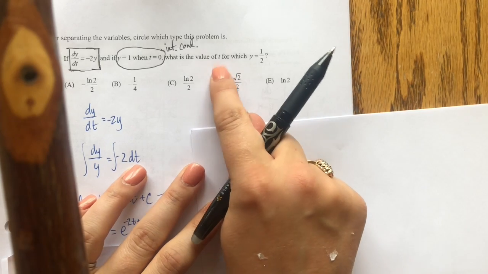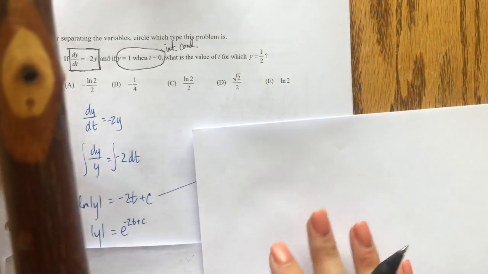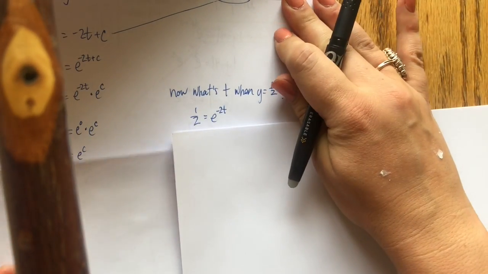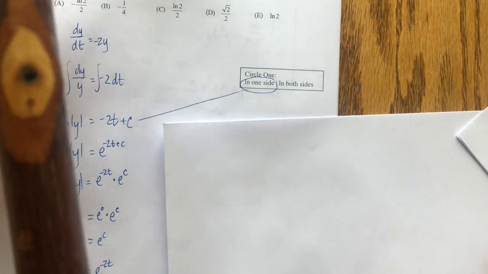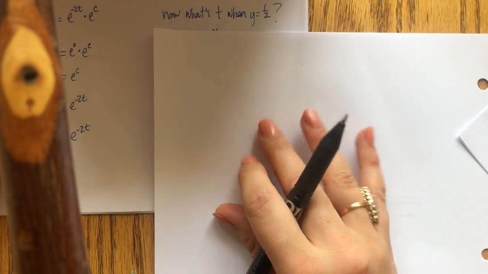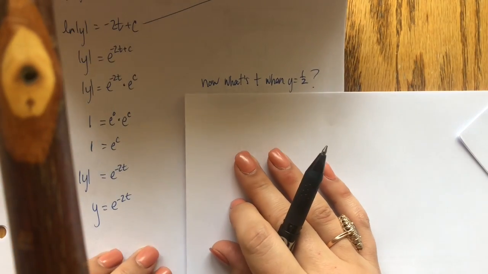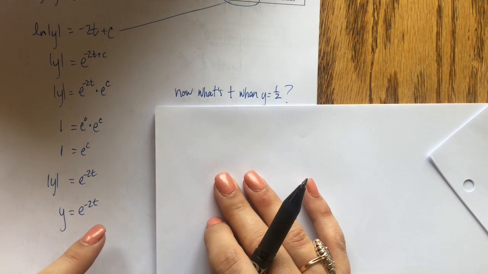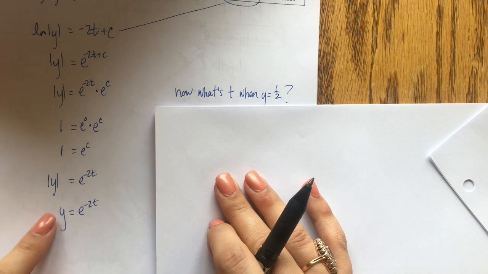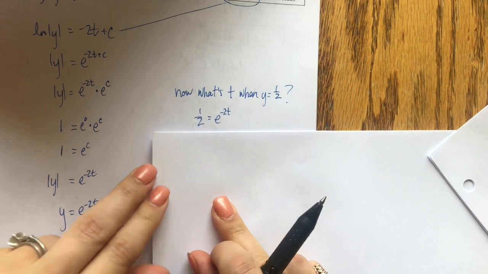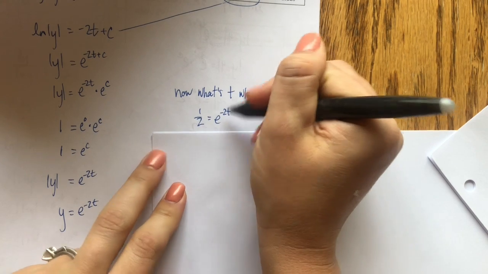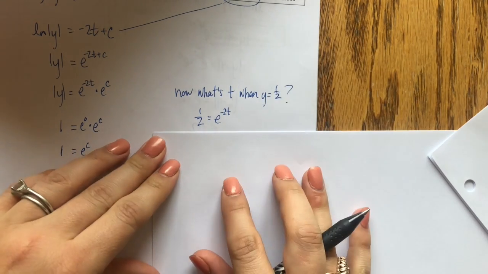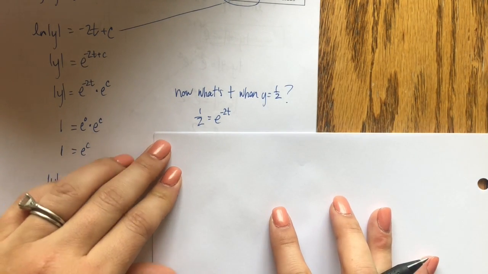What is the value of t when y is a half? So I'm going to sub in a half for y, and now I need to solve for t. So how do I solve for t here? I rewrite as a logarithm, or rewrite as a log. Or you could think of it as take the log of both sides.